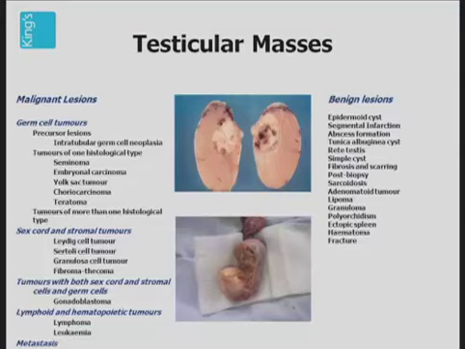Germ cell tumours may be of different histological type. They develop from either a unipotential or a totipotential cell and divide into either seminoma or non-seminoma tumours.